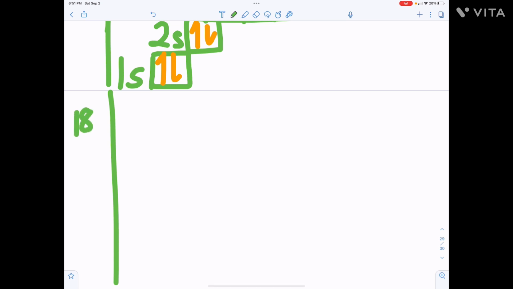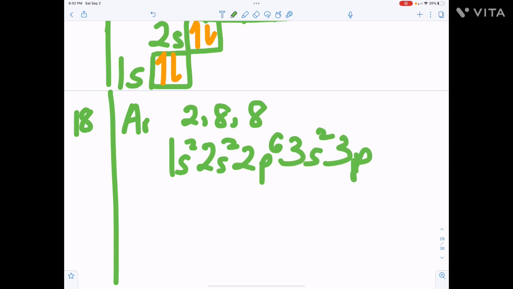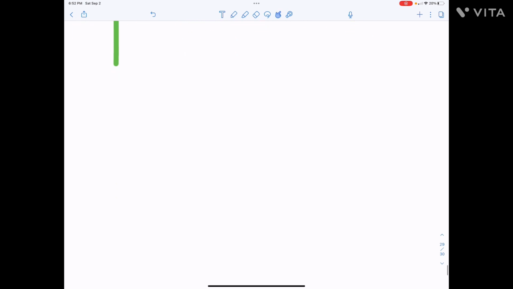18 now. 18 is argon. That's 288, 1s2, 2s2, 2p6, 3s2, 3p6. So that's 18. So you know what it should look like in picture. You draw it yourself. I'm going to leave that for you.